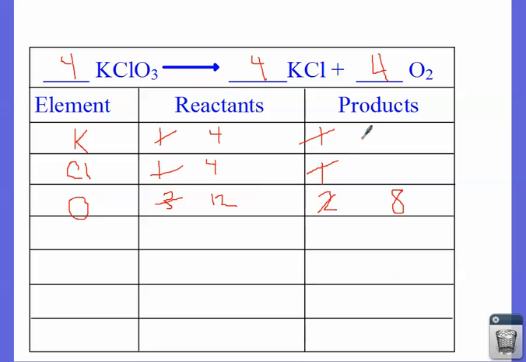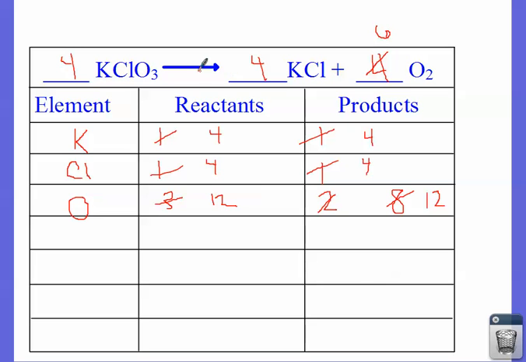That's going to change my K and my Cl. So I've got 4, I've got 4. My oxygen still isn't quite right. I need to get up to 12. So I'm going to cross this out. 2 times what is equal to 12? Well, that's going to be 6. 6 times 2 is 12. And now I'm balanced.